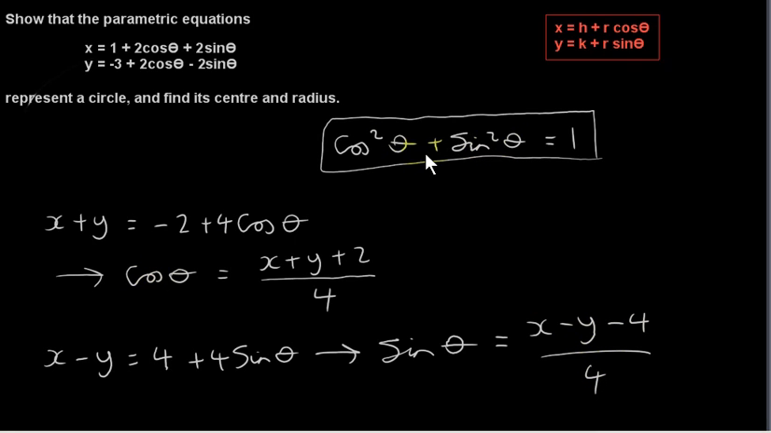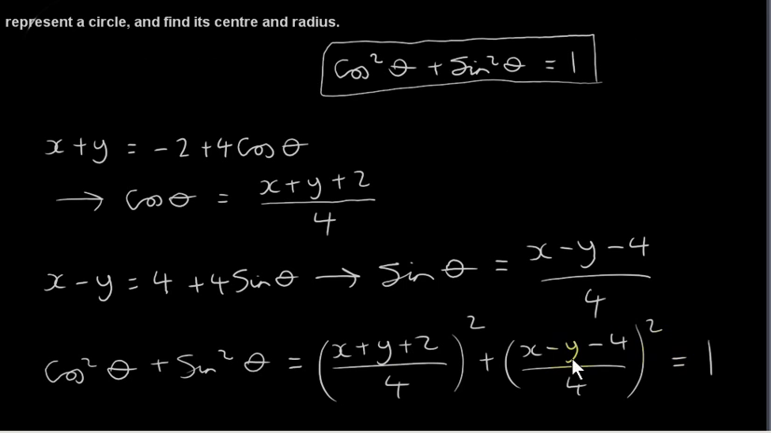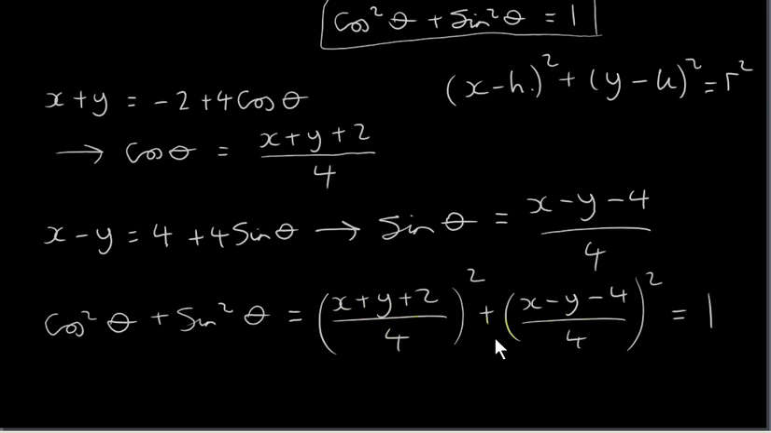So now we can apply this identity. And by applying this identity, we will get a Cartesian equation connecting x and y. So here is our Cartesian equation. We need to show that this is the equation of a circle. For it to be the equation of a circle, it has to have the form x minus h squared plus y minus k squared equals r squared, where h, k and r are constants. It has to have this form. See, when we square these fractions, we're going to get 16 in the denominator, so we multiply across by 16. So we'll have 16 times 1 on the right hand side.